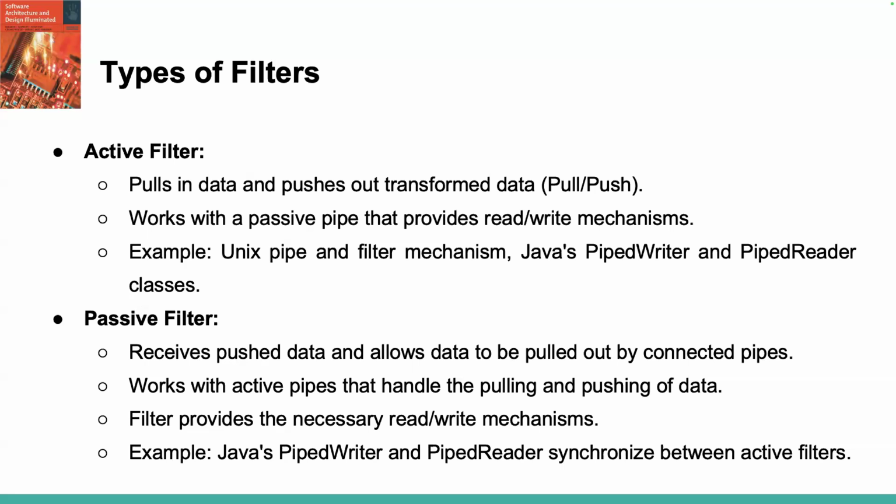Passive filter. A passive filter, on the other hand, does not actively pull or push data. Instead, it relies on active pipes to feed data into it or pull data out of it. The filter itself performs the processing, but it depends on external mechanisms for the flow of data. In Java, for example, PipeWriter and PipeDriver classes are used to handle synchronization between active and passive filters. These filters can be used in a variety of scenarios, depending on whether the system needs active data fetching or passive data processing.